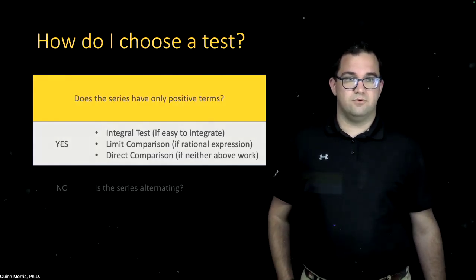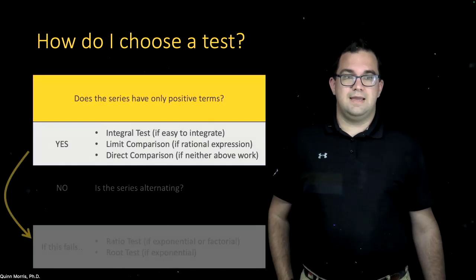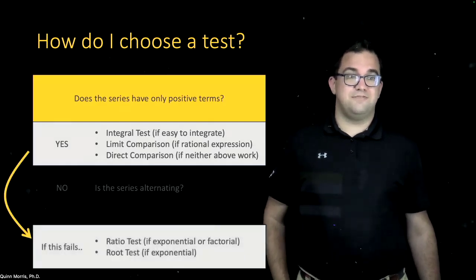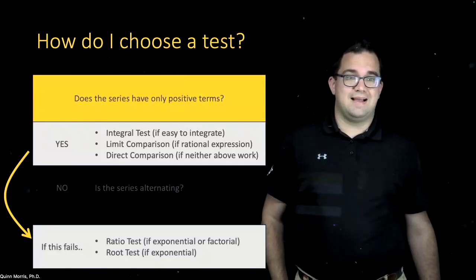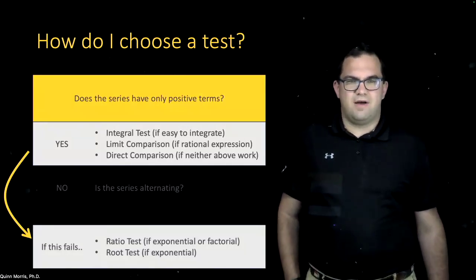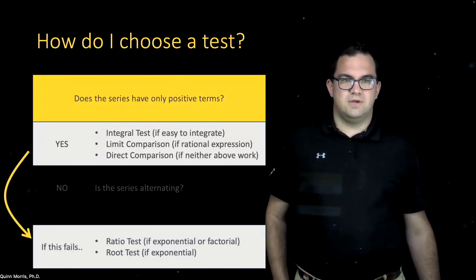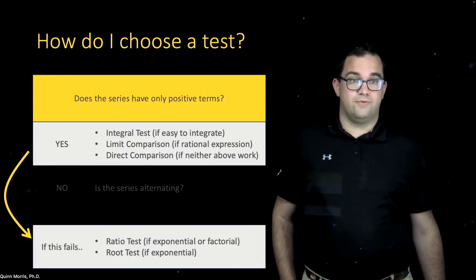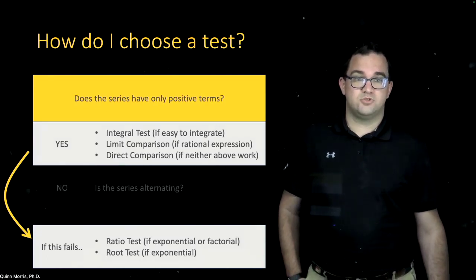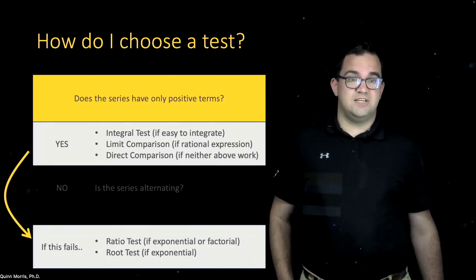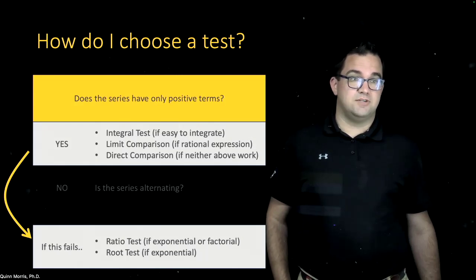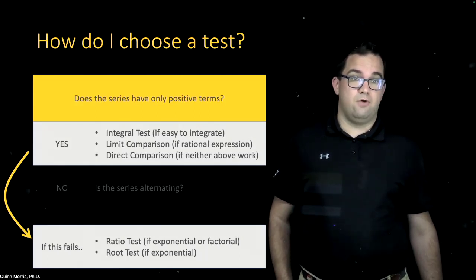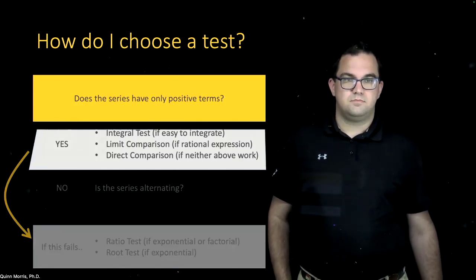If, however, those things fail, so maybe I can't integrate it, or I can't quite find a limit or a series to compare it to, either via limit comparison or direct comparison, then I'll try switching to something like the ratio test or root test, specifically if I see things like exponentials or factorials, which would be really helpful in those cases.